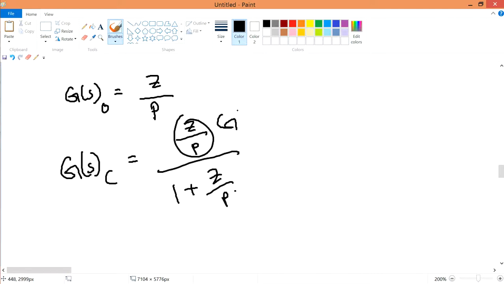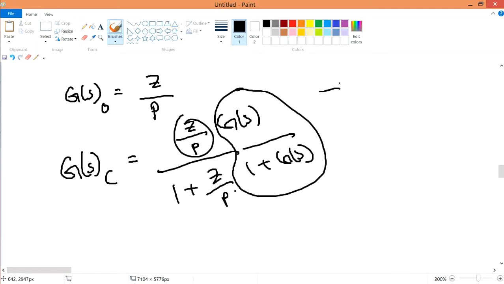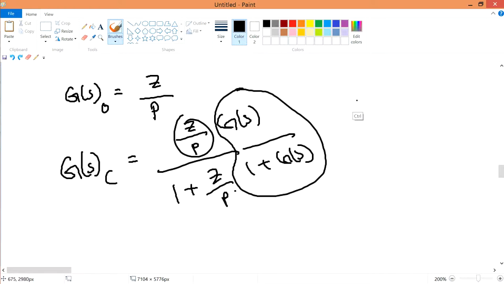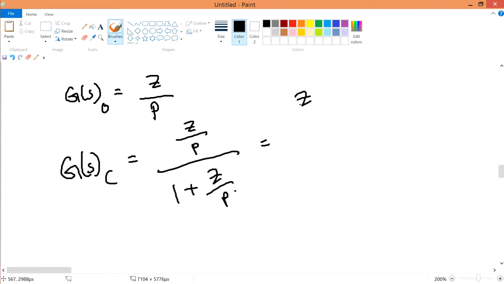This is just simply G of S, and this is simply 1 plus G of S. So this thing still goes back to the feedback system. G of S, this is open loop, which is the transfer function over here, Z over P. While if you feed back, then this is the transfer function G of S over 1 plus G of S, which is very familiar to you from the past, right? And we have to rewrite this. We'll have Z over P is equal to Z over P plus Z, correct?